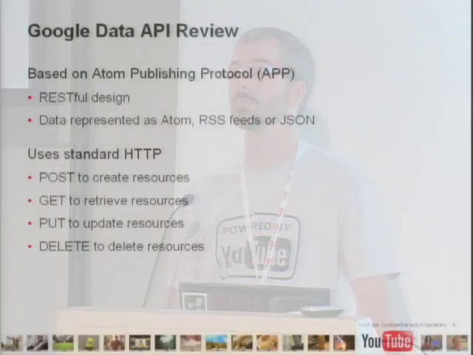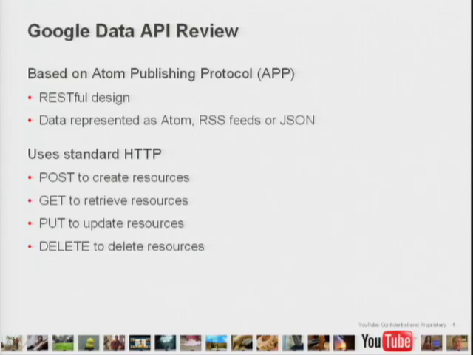All of our Google Data APIs share a common protocol. They're all based off of the Atom Publishing Protocol, and they're RESTful APIs. You can get different representations of our data depending on what you like to work with. We do both Atom and RSS feeds, which are XML-based, as well as JSON.